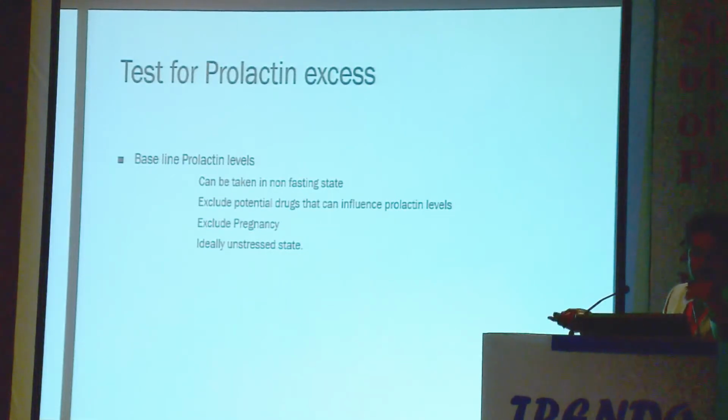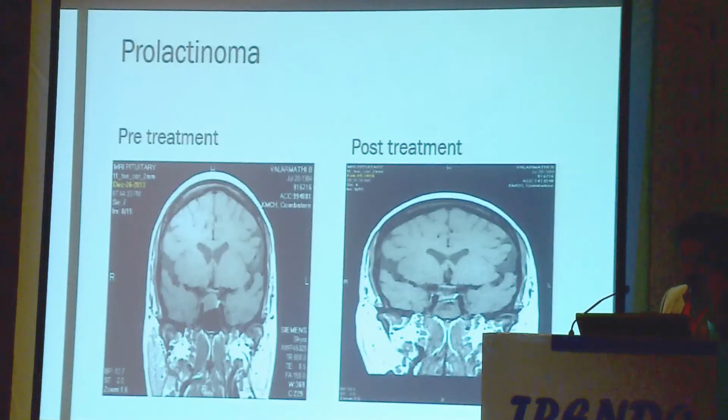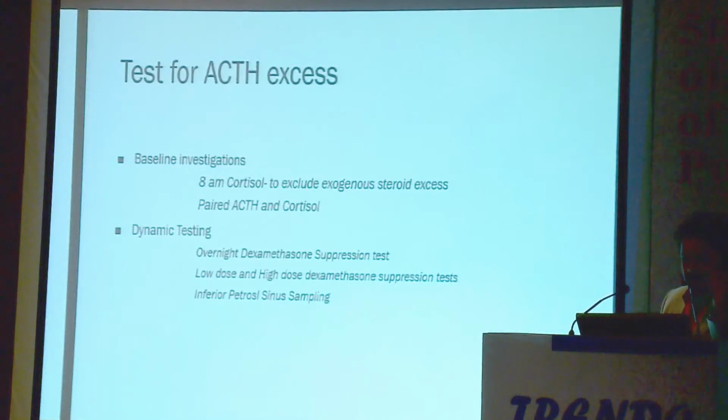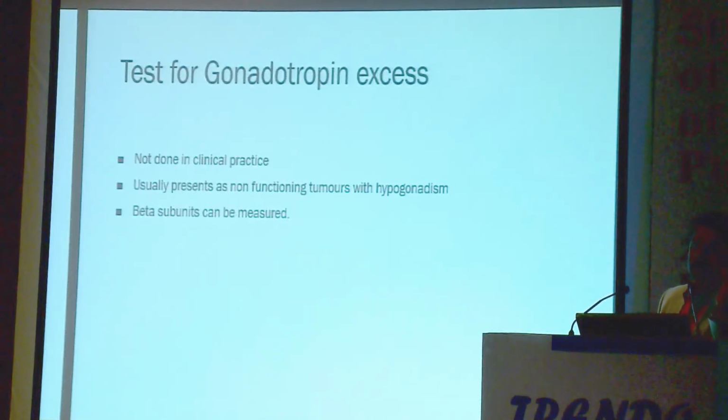So there's one more important factor which you need to consider when you have high prolactin levels, and ideally the sample should be taken in an unstressed state. This is a patient with prolactinoma, macroprolactinoma, who underwent treatment with dopamine agonists. As you can see there, the beautiful response after treatment of the tumor. ACTH excess, I think it's already been dealt with. Gonadotropin excess is often of not much clinical significance because most patients present with a non-functioning pituitary tumor rather than a functioning tumor.